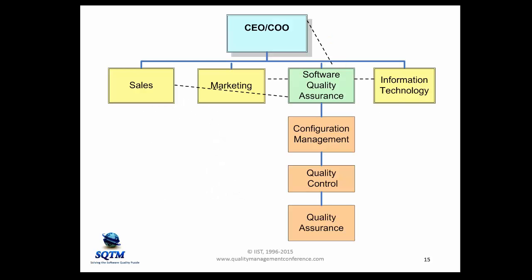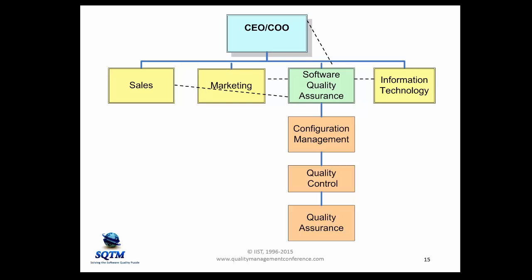If you look at it on an organization chart, if the organization chart was drawn correctly, and most of them are not drawn this way, you can see that software quality assurance, the dotted line means that's the communications line, that's the support line, and they support information technology, marketing, sales, and the CEO and COO.